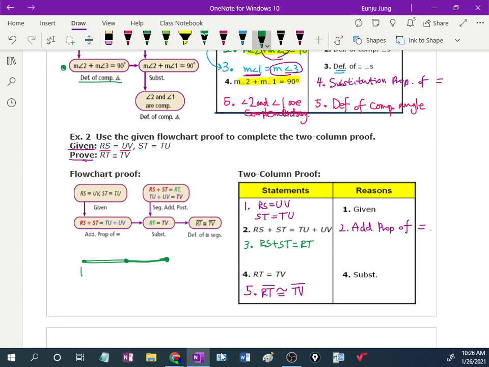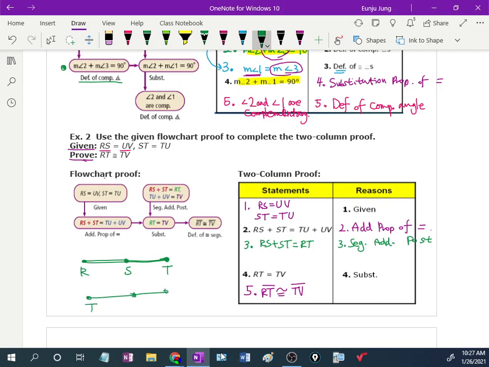So let's say I have points R, S, T. Can I say segment RS and segment ST together, can I name it as RT? Yes, right? So what is the name of the postulate? What did we add? Segments, right? So that is called the segment addition postulate. Like this.